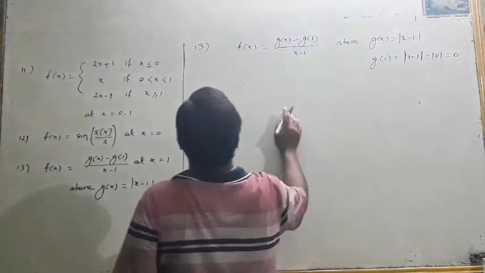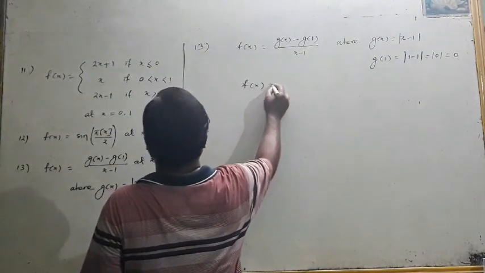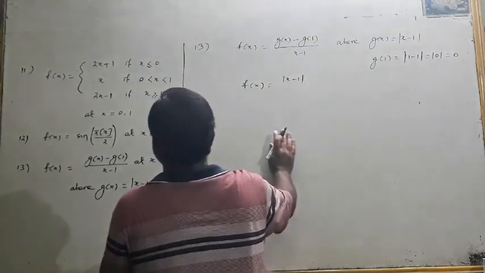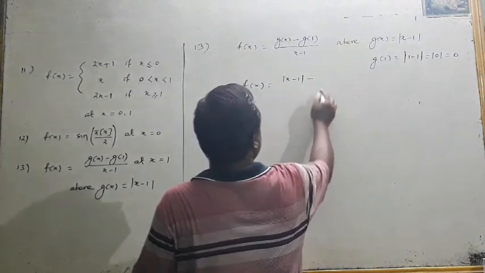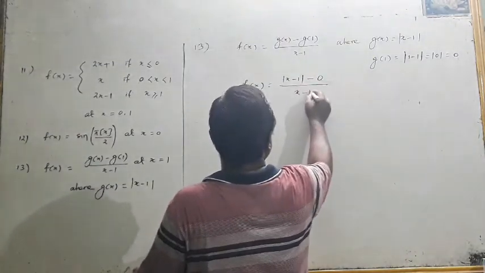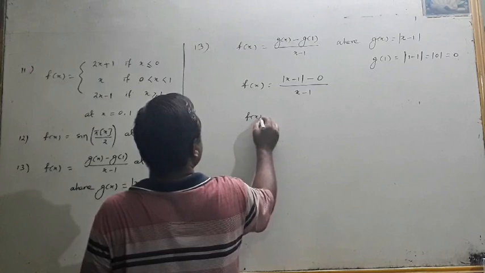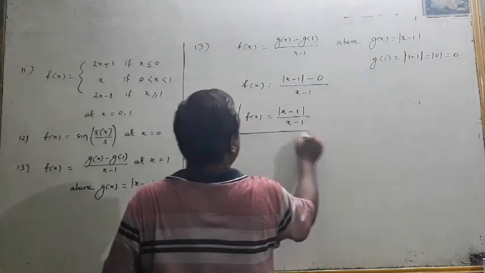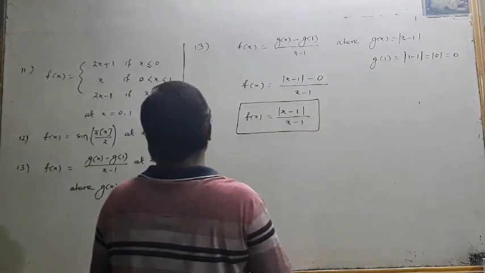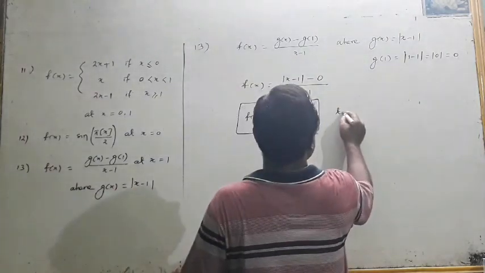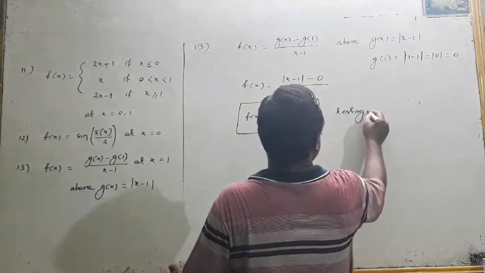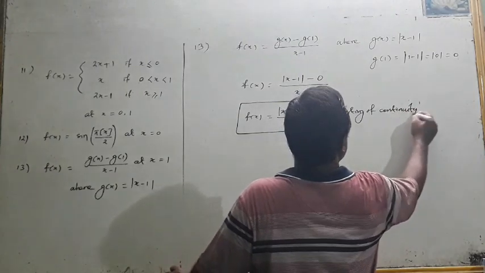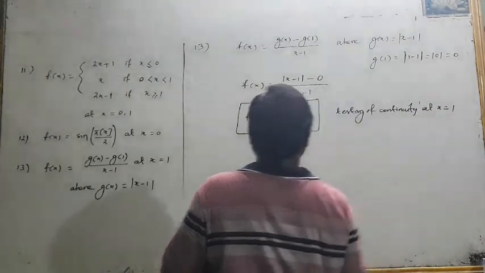Then tell me what is f(x)? f(x) is equal to g(x). In place of g(x), you have to write |x - 1| minus g(1), and g(1) means 0, divided by x - 1. That is f(x) is equal to |x - 1|/(x - 1). This is your f(x), and test continuity. Testing of continuity at x equal to 1.